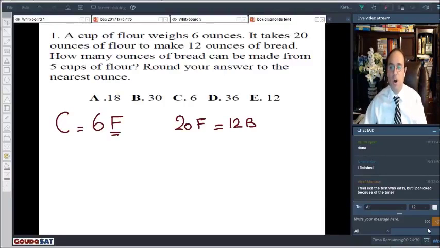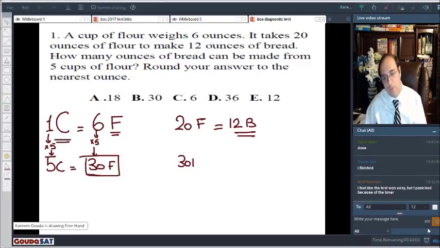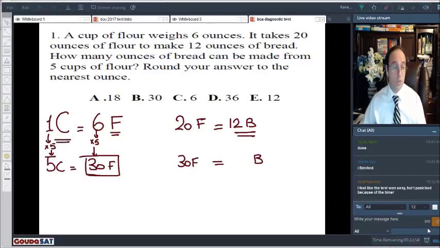How many ounces of bread, so how many B, can be made from 5C, from 5 cups of flour? Easy. 1 cup of flour is 6 ounces of flour, so 5 cups equals 30F, because I multiply by 5 to go from 1 to 5. So I have to multiply by 5 to go from 6 to 30. So this is my magic number now. 30 flour will make how many bread? That is your question.